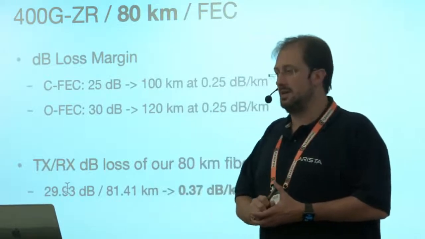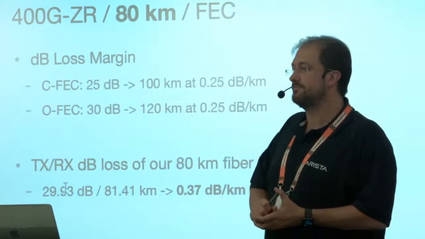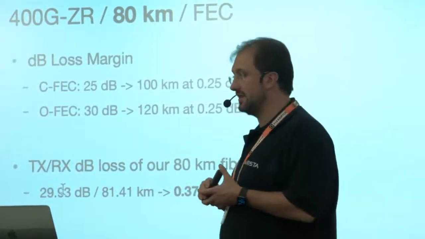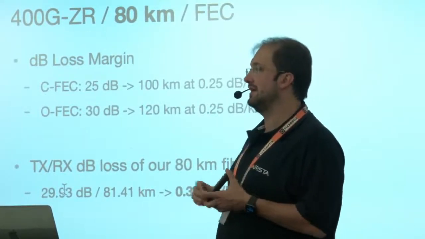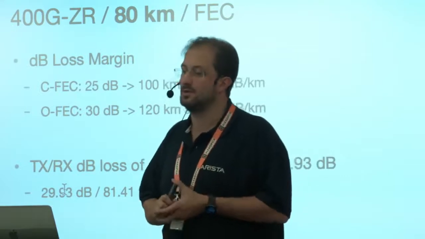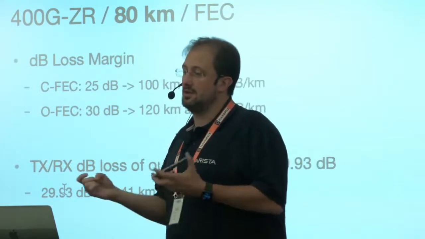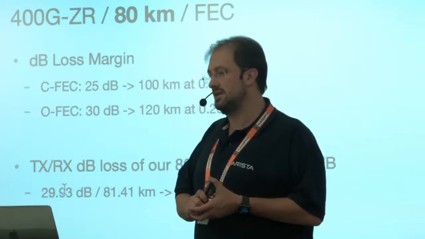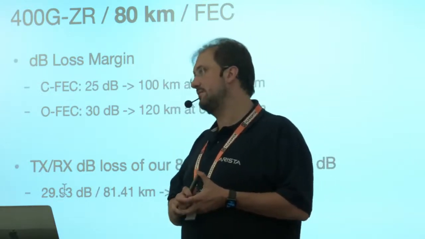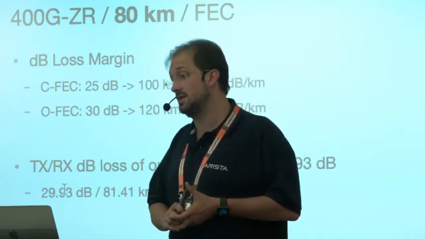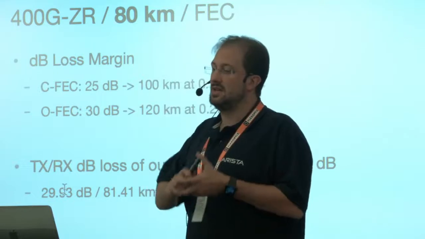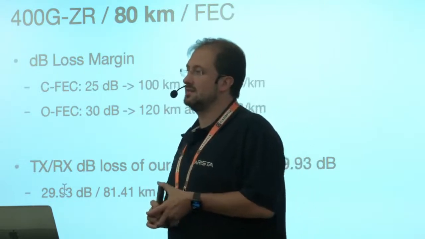In terms of forward error correction, we're talking about two modes here. We have CFEC and OFEC, and they both have different sensible values for what they can use for, like the loss margin. CFEC, we're talking around 100 kilometers at 0.25 dB, which should be the standard for a regular single mode fiber, or 30 dB for 120 kilometers. OFEC is more like the standard already for ZR+.